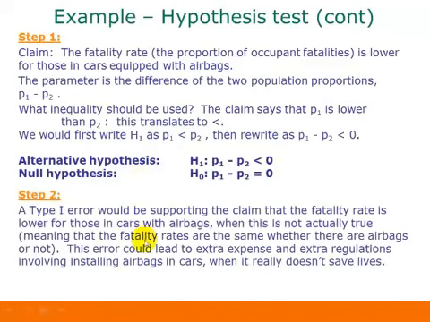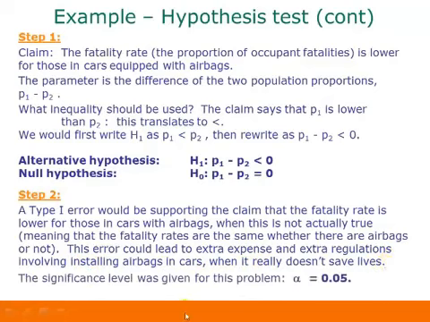Now for step 2, in this case we were given the alpha, but we still want to think about what a type 1 error would be. This would be supporting the claim that the fatality rate is lower for those in cars with airbags when this is not actually true, meaning that the fatality rates are the same whether they have airbags or not. Now this error could lead to extra expense and extra regulations involving installing airbags in cars when it really doesn't save any lives. Now again, we were already given the significance level to use. This would be alpha equals 0.05.